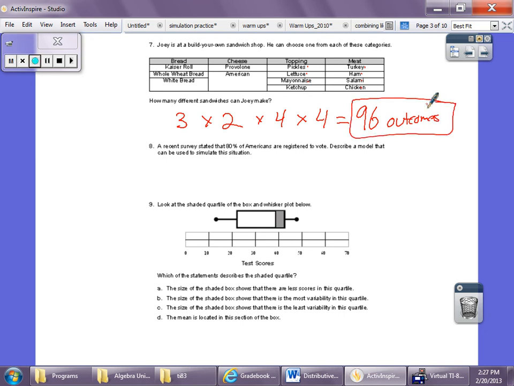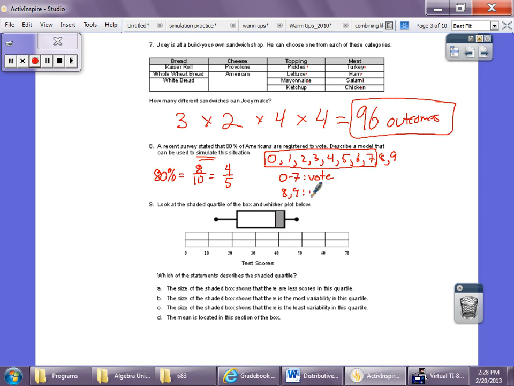A recent survey said that 80% of Americans are registered to vote. Describe a model. This is a simulation. Well, we know that 80% is the same as 8 out of 10 or 4 out of 5. So we want something that's 8 out of 10 or 4 out of 5. Well, if I use my numbers 0 through 9, so 0, 1, 2, 3, 4, 5, 6, 7, 8, 9. Well, 8 out of 10 would be, so 0 through 7 is to vote, and 8, 9 is not registered.